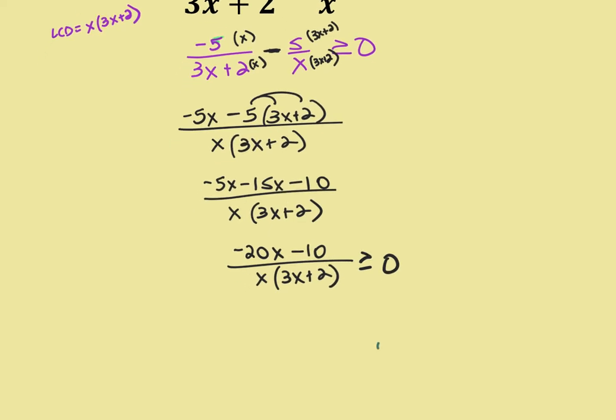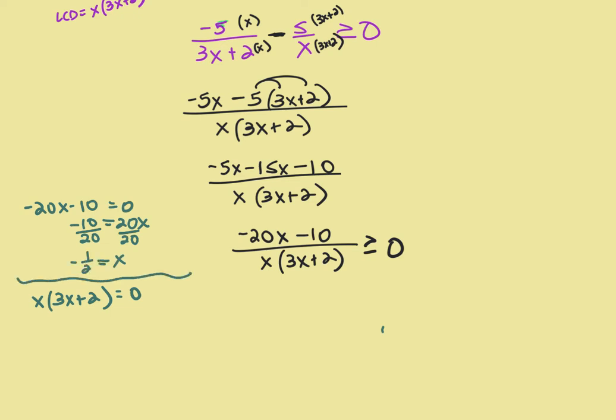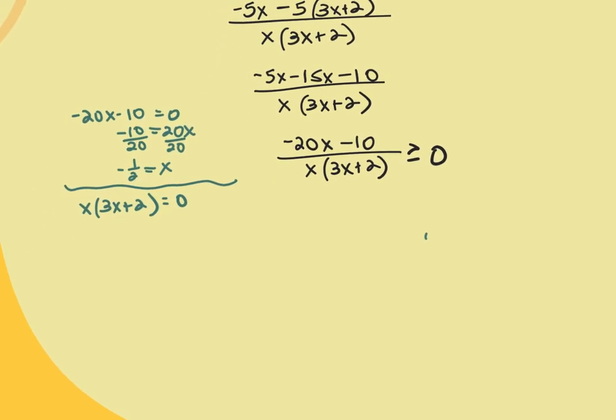All right, so now I split and solve. Negative 20x minus 10 equals 0. x times 3x plus 2 equals 0. The numerator, you can either add the 20x or add the 10, it doesn't matter. Negative 10 equals 20x. Divide both sides by 20. And x equals negative 1/2. The denominator has 2 factors, so I actually split it again. And I get x equals 0, and I get 3x equals negative 2, and x equals negative 2/3.